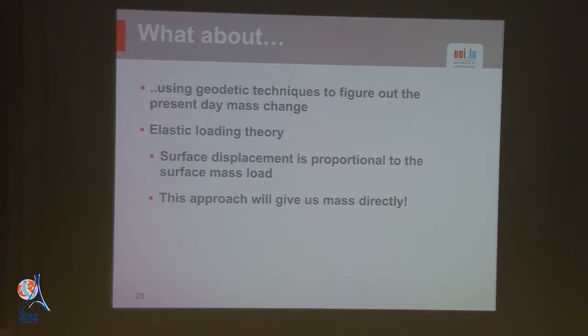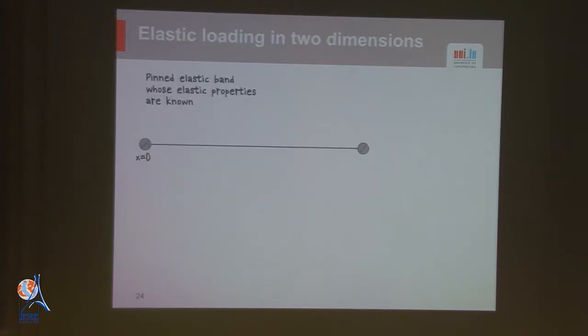So this talk is about using geodetic techniques, absolute gravity, and in this talk I only use the uplift part of the GPS data. And we rely on elastic loading theory. It makes sense. The surface displacement is proportional to the surface mass load, and this will give us mass directly, okay? So how does this work?